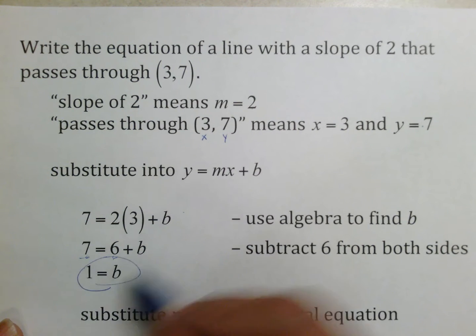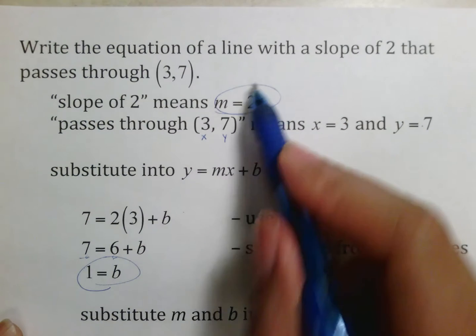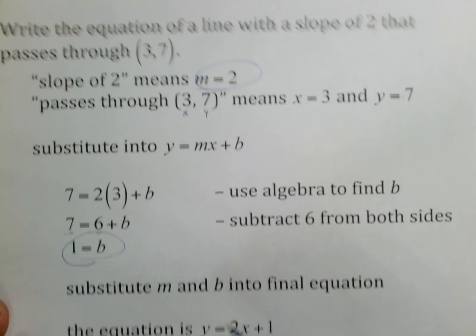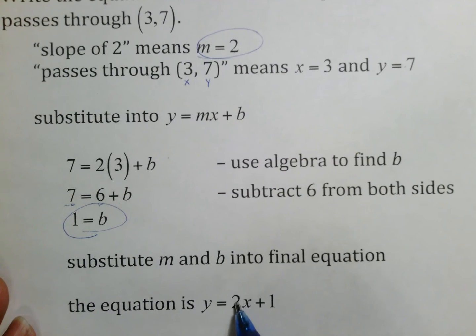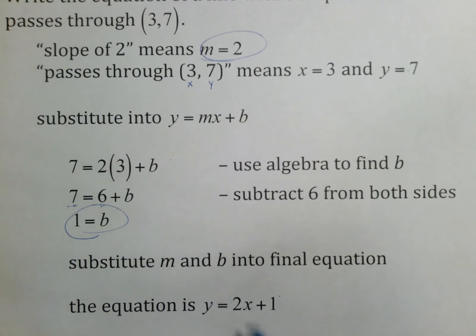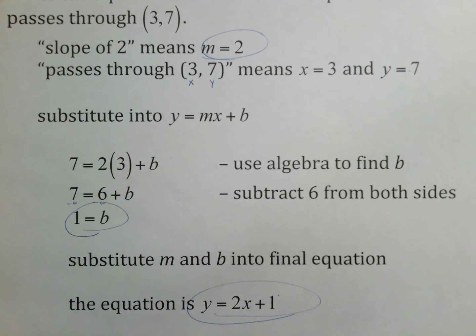Once you have b and you have m, again, that's the whole game, just like it was in the first question. You plug m in, you plug b in, and you end up with y equals 2x, because that's m, plus 1, because that's b, and this represents your final answer here. Again, the object of this game that we're playing today is to find m and find b.